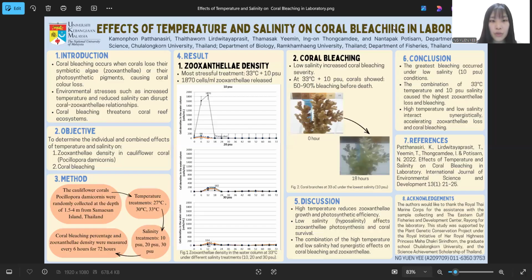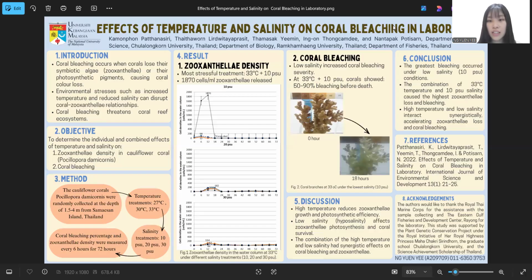During the 72 hours experiment, coral bleaching percentage and the zooxanthellae density released into the water were measured every 6 hours. From the results, the researchers found that the combination of high temperature and low salinity will cause the most severe stress to the corals. For zooxanthellae density, under the highest temperature treatment, which is 33 degrees Celsius, the lower salinity resulted in greater zooxanthellae release. So the most severe treatment was 33 degrees Celsius with 10 PSU salinity.